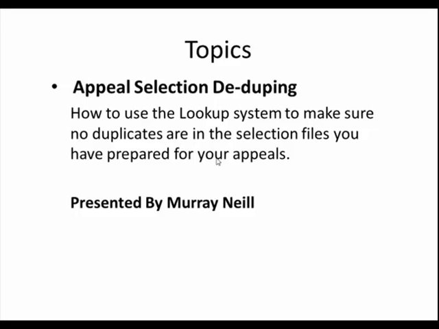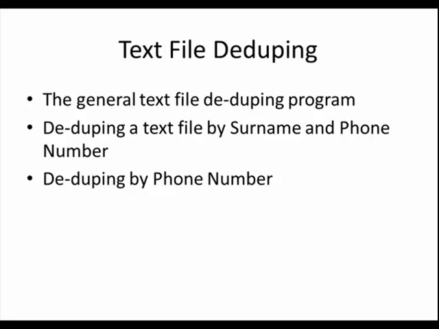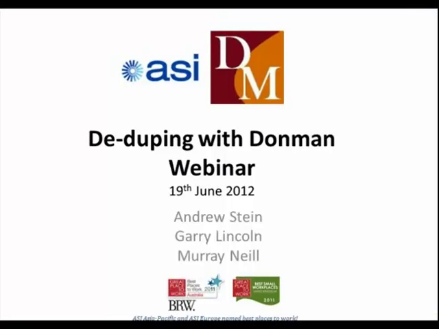Finally, appeal selection deduping. Okay, we're going to run an appeal. We've done many selections, and we're going to make sure we haven't made a mistake, that we're not going to send the same person two different appeal letters because we haven't really been careful enough in our selection. So what can we do to make sure this doesn't happen? And Murray will take us through that and show how we can dedupe selection files. So now I'm going to hand it over to Gary and get him to go through the interactive duplicate checking.